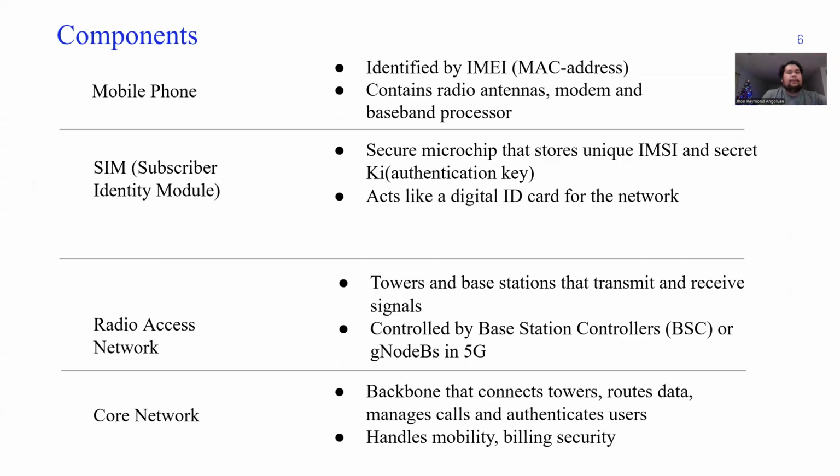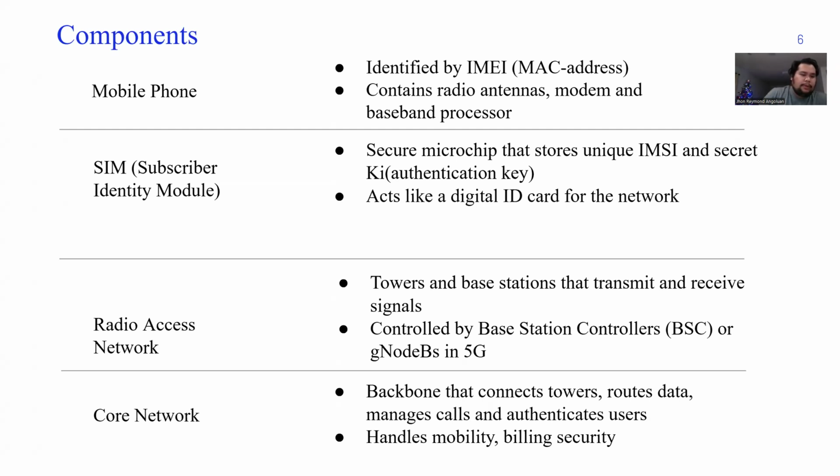So, components. First we have the mobile phone. Each mobile phone contains an IMEI. It's a hardware ID, very similar to a MAC address on an interface. It contains radio antennas, a modem, and a baseband processor. We have the SIM, or subscriber identity module. It's a secure microchip that stores a unique IMSI and a secret key. It acts like a digital ID card for the network.